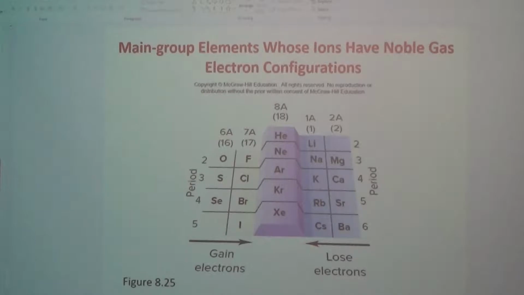And so once again, you can sort of extrapolate that. Oxygen, if it gains 2 electrons, becomes like neon. Magnesium, if it loses 2, becomes like neon. So once again, the target for these things when they form cations and anions is to try and become isoelectronic with the neutral gas that's closest to them.